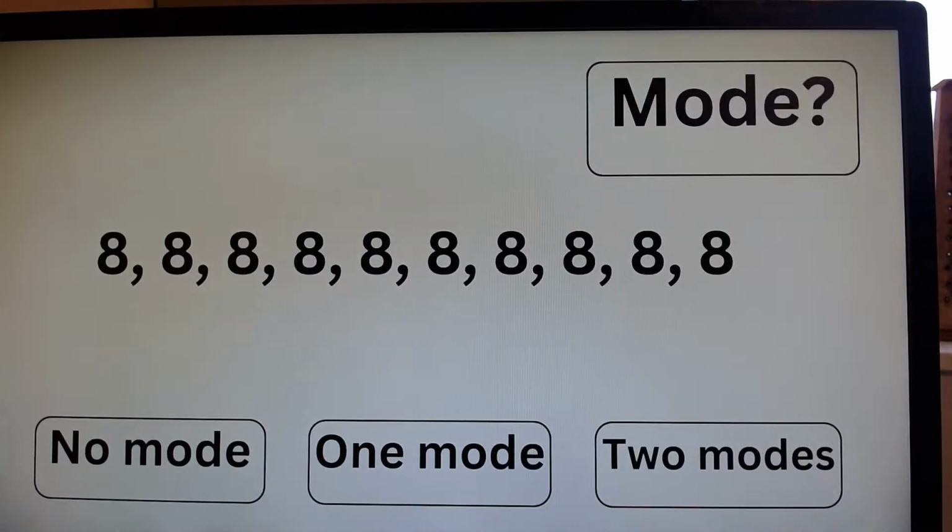And the last one, what is the mode here? Is there no mode, 1 mode, 2 modes? And in this one, it's just 8 repeated over and over again. That is the mode. 8 is the mode. There is 1 mode and it is 8.